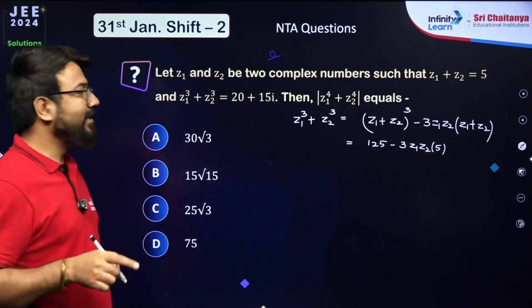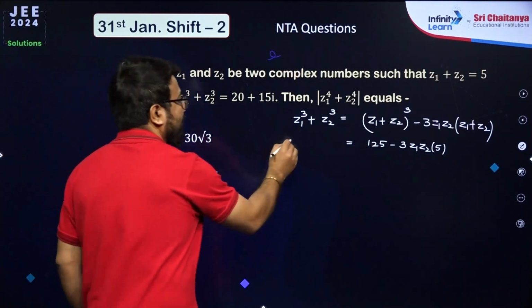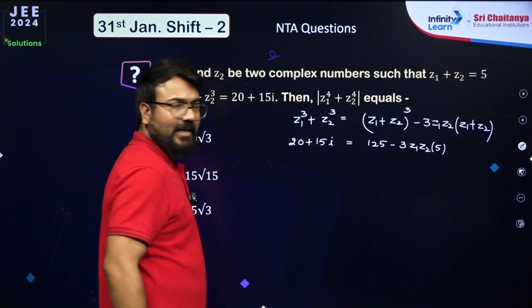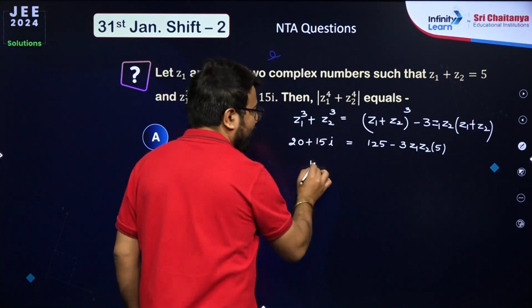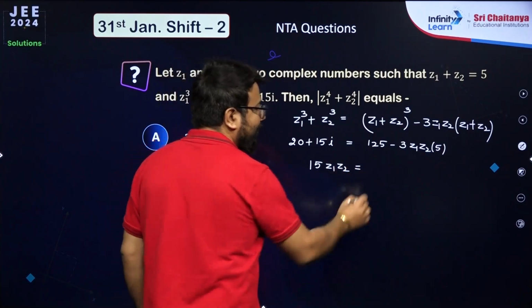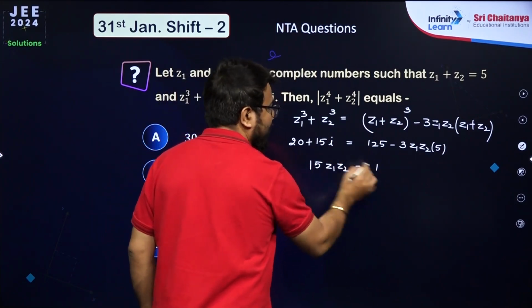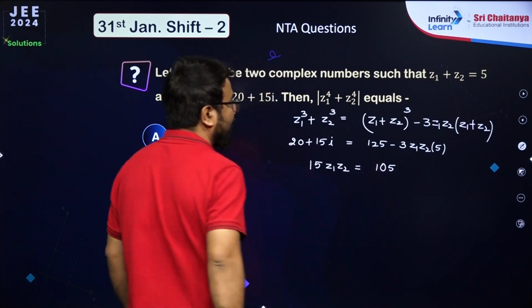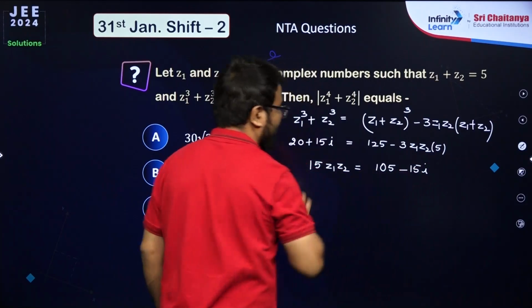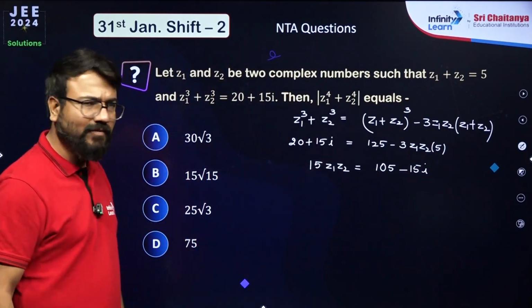And z1 cube plus z2 cube is also given in the question, that is 20 plus 15i. Now from here it will be very easy, my dear students, to get the value of 15 z1 z2. So 125 minus 20, it will become 105. And then it will become minus 15i.